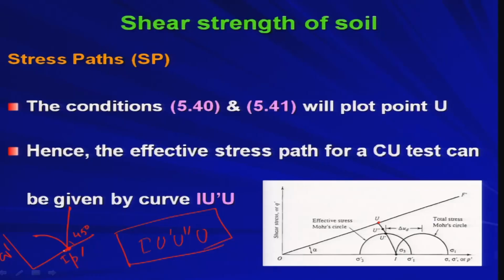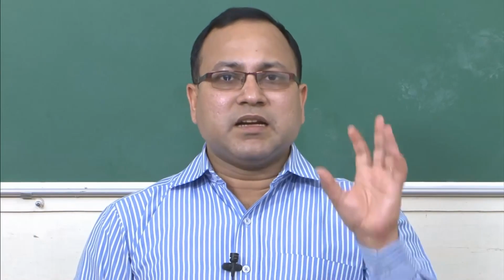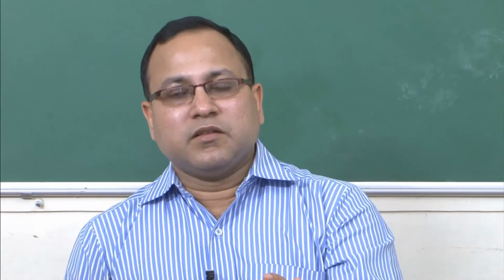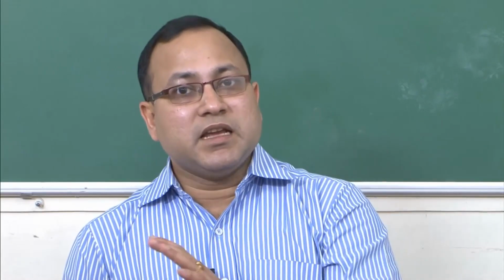So if I say this is my stress path, I can understand that the test has happened as a CU test. So this is your CU test, and the CU test has happened along this path. Similarly, the CD test has happened along this path. I hope that you have understood this stress path, because this is a very fundamental and important concept for understanding critical state soil mechanics. By knowing this, you can plot for any test. It is not only the CU test or CD test, any kind of test.